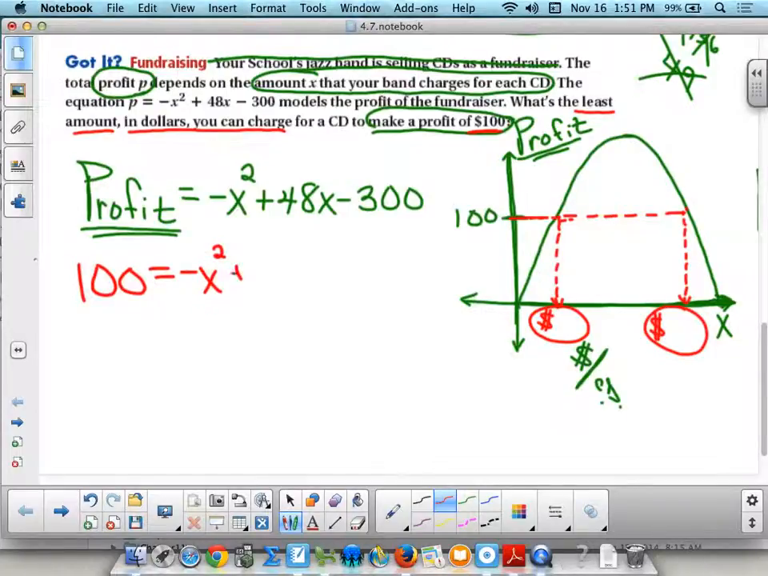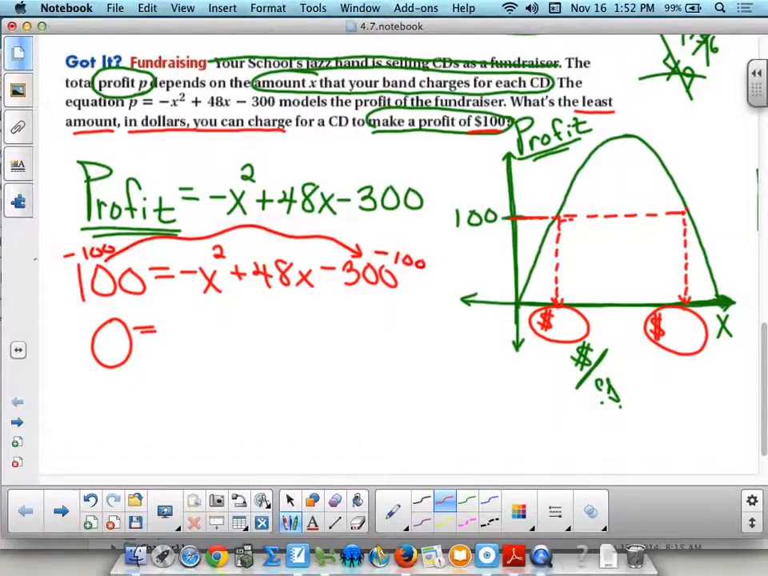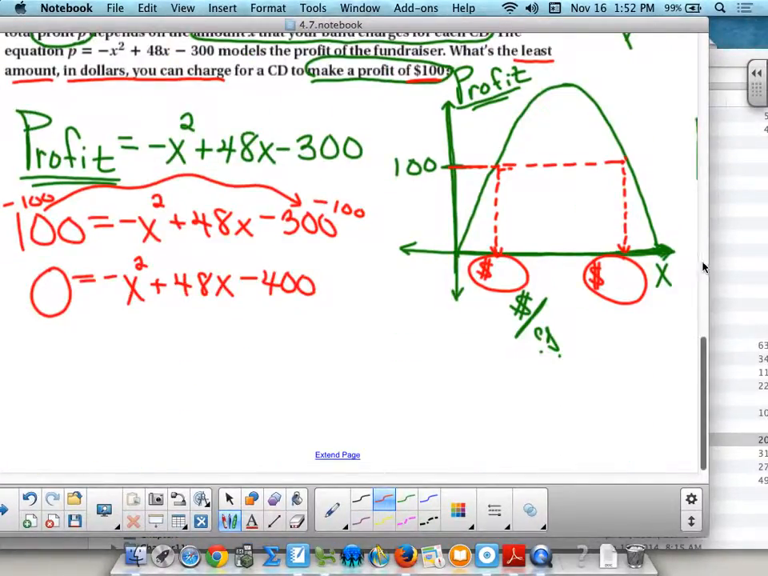Okay, put 100 in and go solve it using the quadratic formula. But wait a minute, it's not ready. The 100 needs to go over here with the negative 300, so subtract 100 to get your 0. Subtract 100. Negative x squared plus 48x, what? Minus 400. Okay, you're on your own now. You go get that answer, because you can do it.